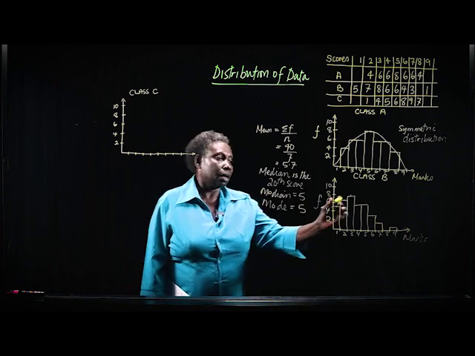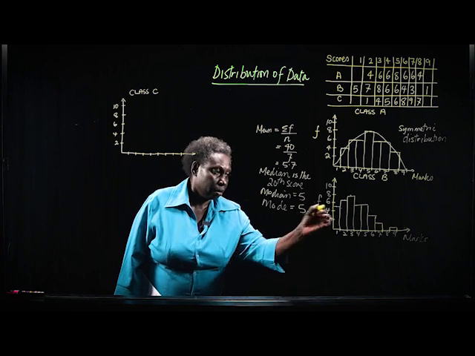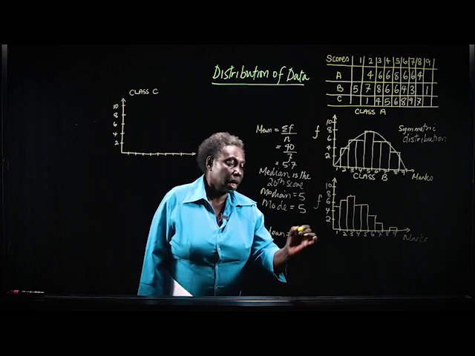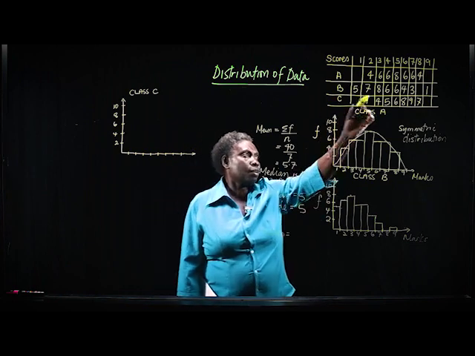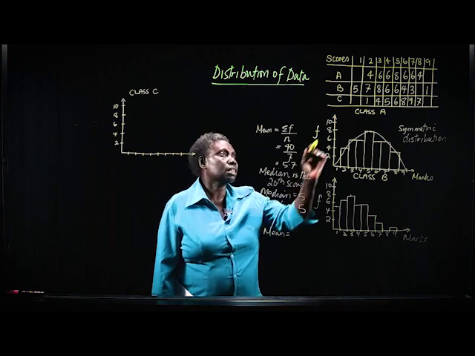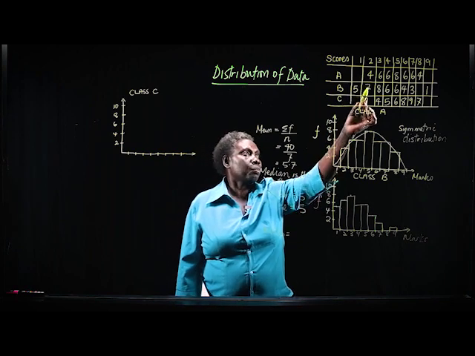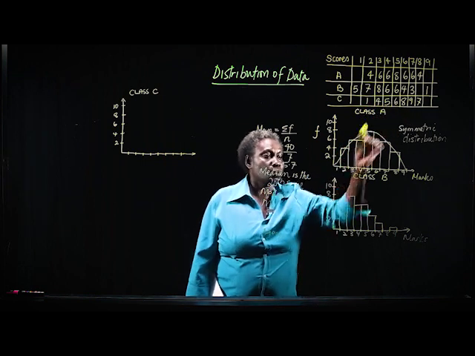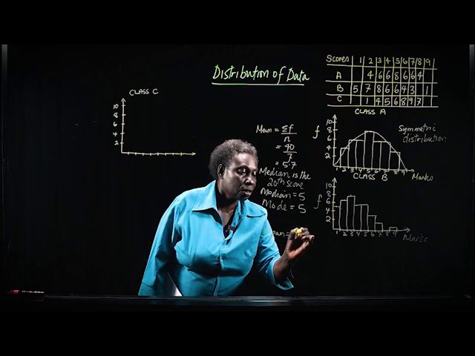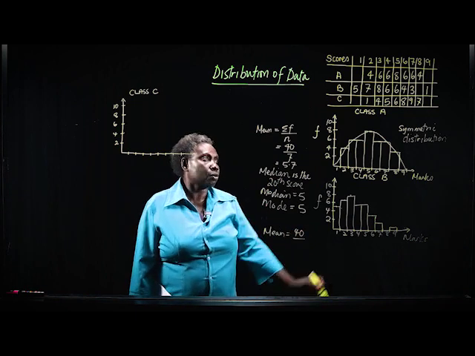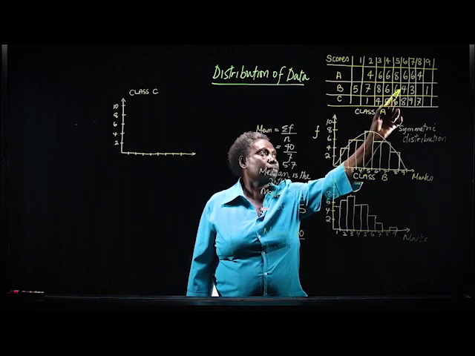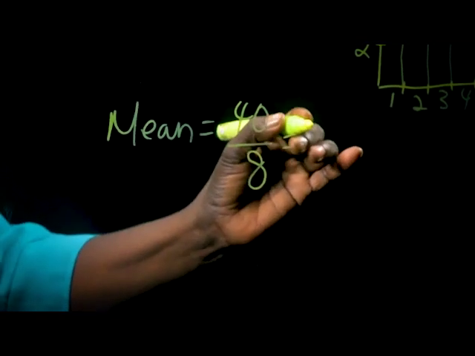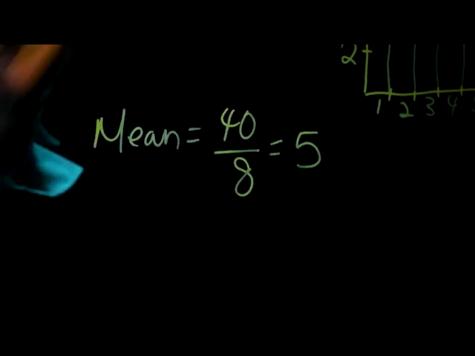I'm going to work out the mean of this distribution here. So the mean or the average is equal to the sum of frequency. Again, the sum of frequency is equal to the total number of students, and that's 5 plus 7 plus 8 plus 6 plus 6 plus 4 plus 3 plus 1, which gives us 40, over the number of scores. We have 1, 2, 3, 4, 5, 6, 7, 8. We have 8 scores. So our mean is equal to 5. 40 divided by 8 is 5.